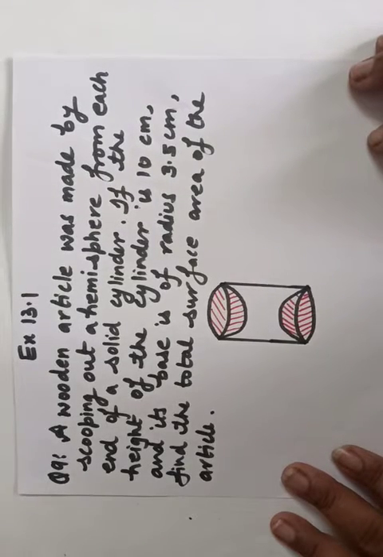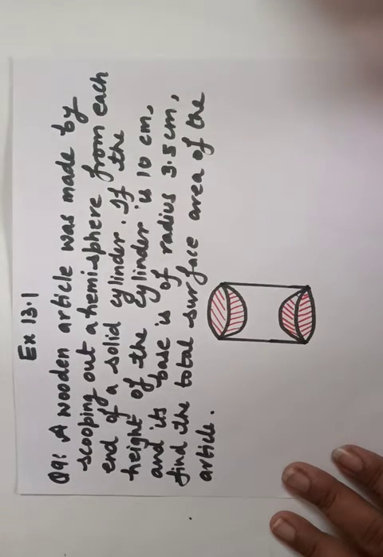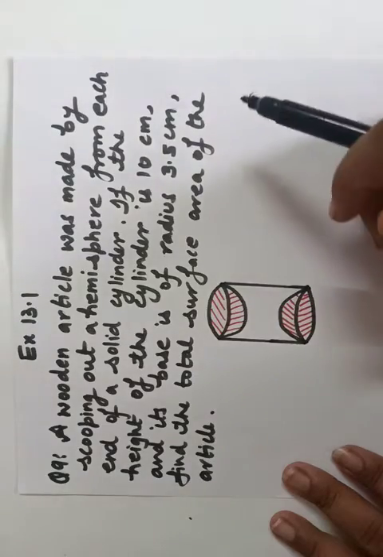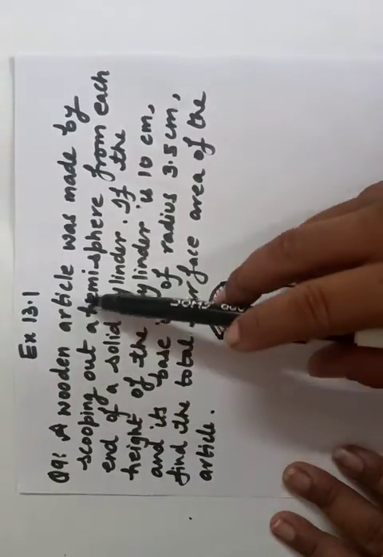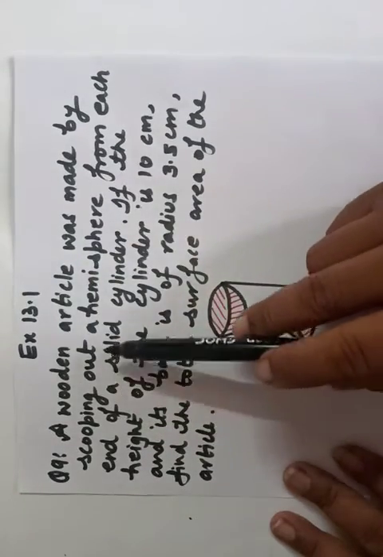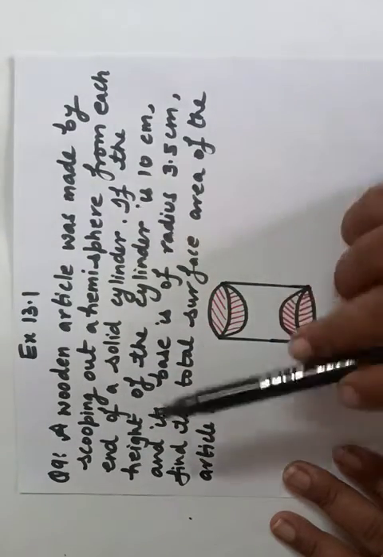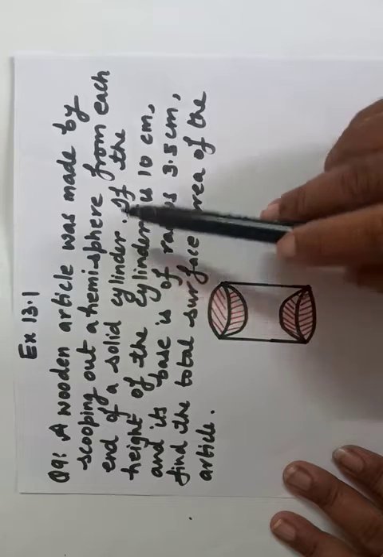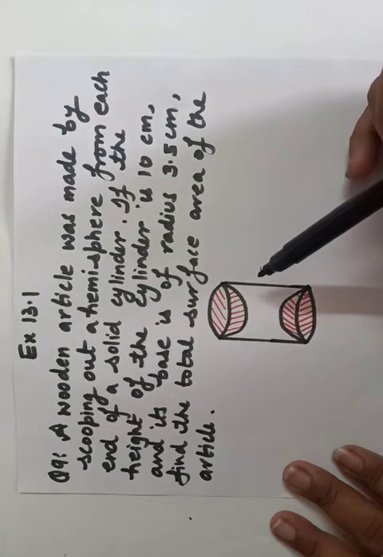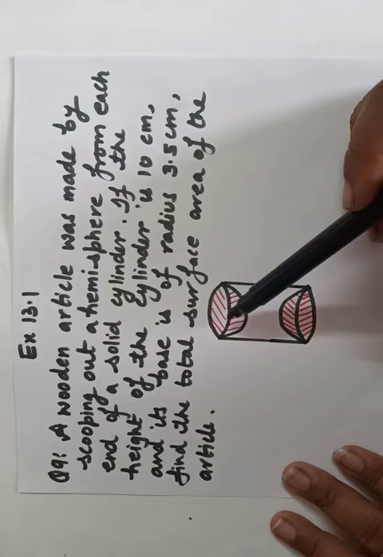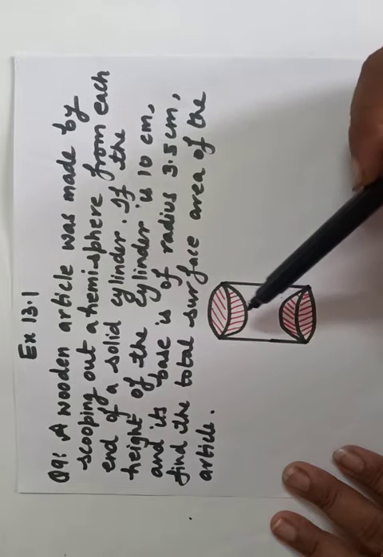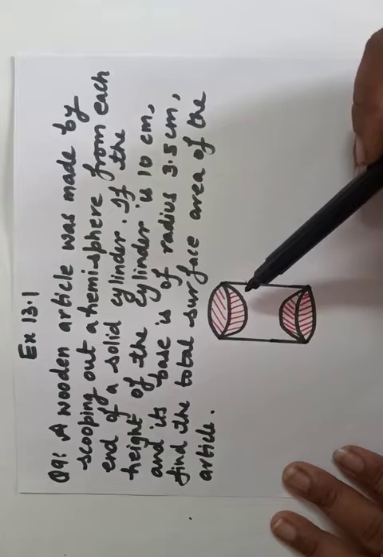Hello students, this is question number 9 of exercise 13.1 of the chapter Surface Areas and Volumes. The question is: a wooden article was made by scooping out a hemisphere from each end of a solid cylinder. Means a solid cylinder is given to us, and according to the question the two hemispheres are taken out from that given solid cylinder.